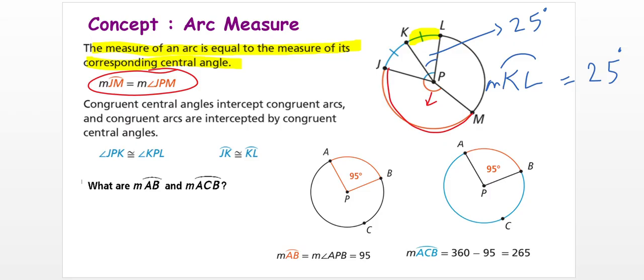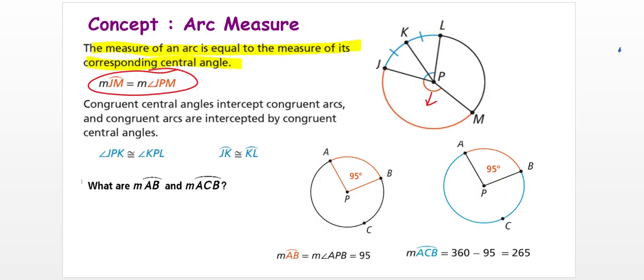Is that clear? Congruent central angles intercept congruent arcs, and congruent arcs are intercepted by congruent central angles. That means that if you have over here, let me erase all of it here, because these two are equal, their central angles will also be equal. Clear? Now look at this example.